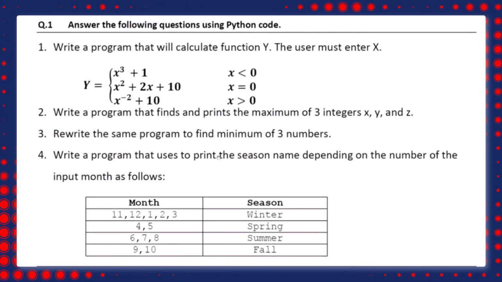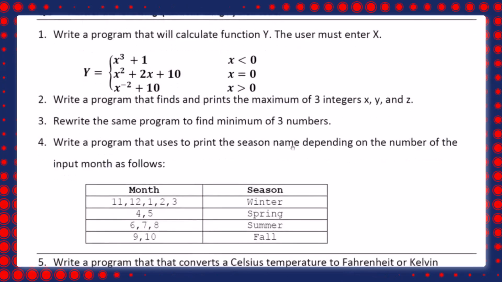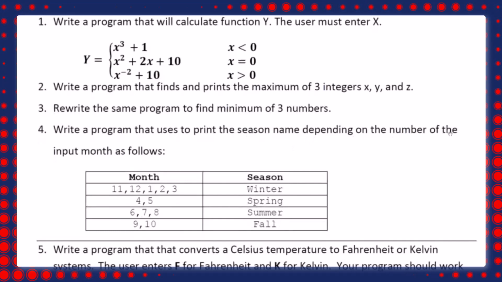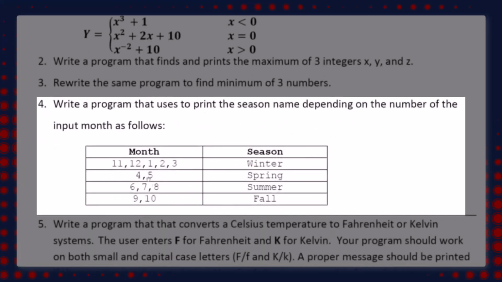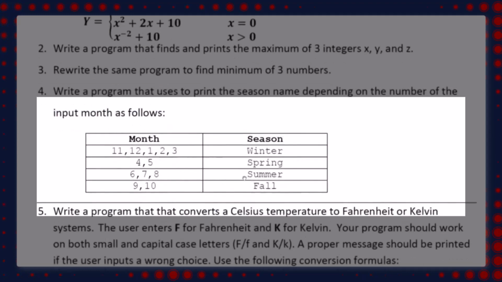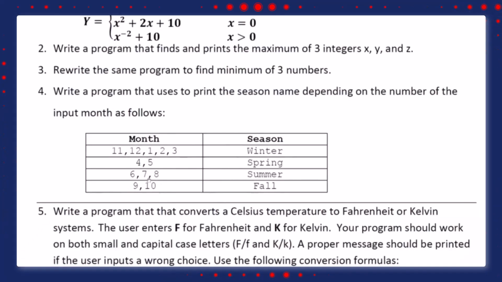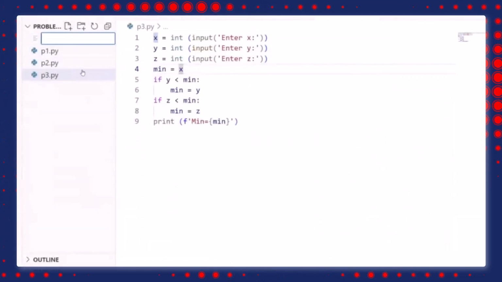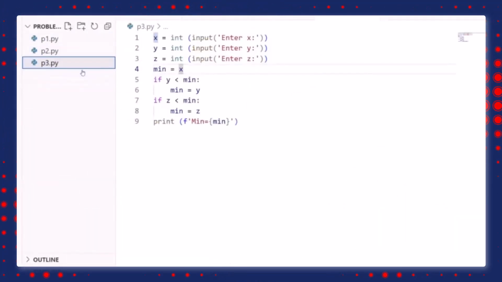Write a program that uses if else to print the season name depending on the number of the input month. So if the month is 11, 12, do you see this? If the month is 4 or 5, it's going to be what? If the month is 6, 7, 8, it's going to be summer. And so our input should be somewhere between 1 and 12. I will add one thing to this, that we need to verify that the month number is correct.